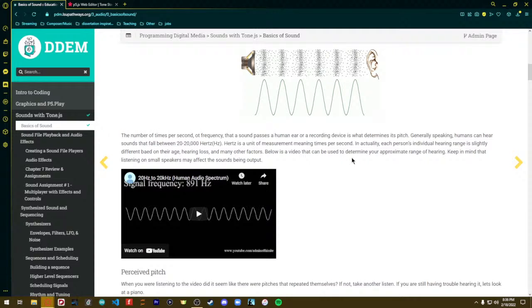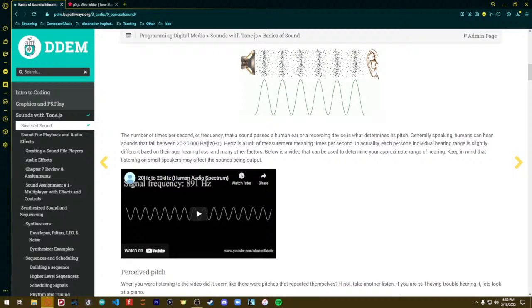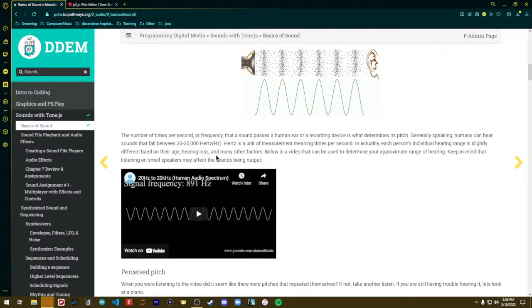To explain this, hertz is a measurement meaning the number of times per second that something happens. So the times per second that we hear these waves of pressure hit our ear, we measure in hertz. The lowest that people can hear is right around 20 hertz, with the highest of that range being right about 20,000. This can vary as you age, depending on the sound itself, things like that.